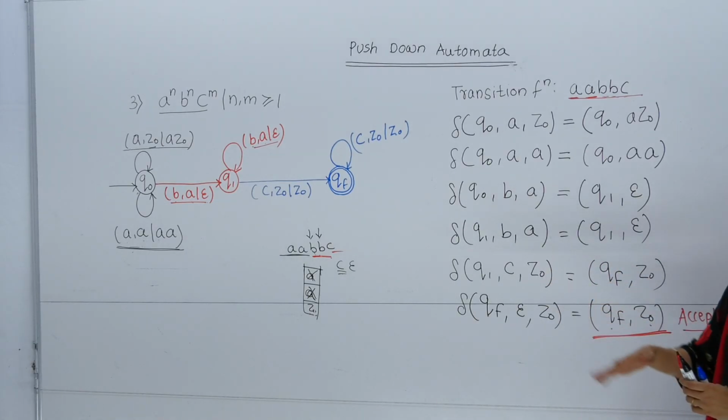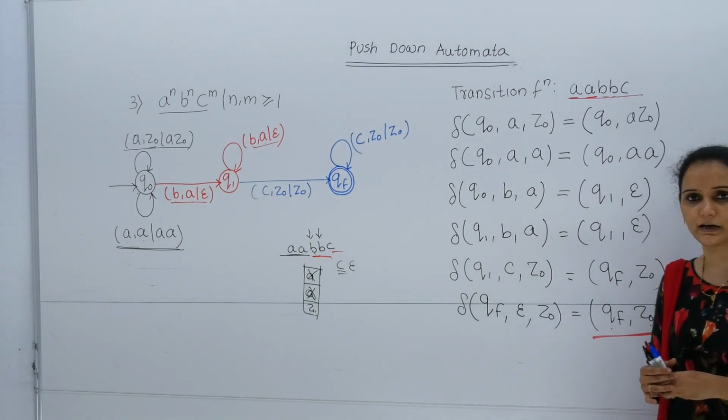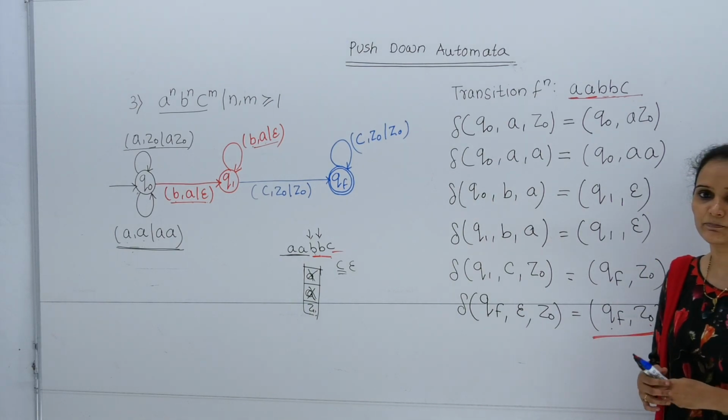So here it is our third example of the push down automata. In the next video we will see the fourth example.